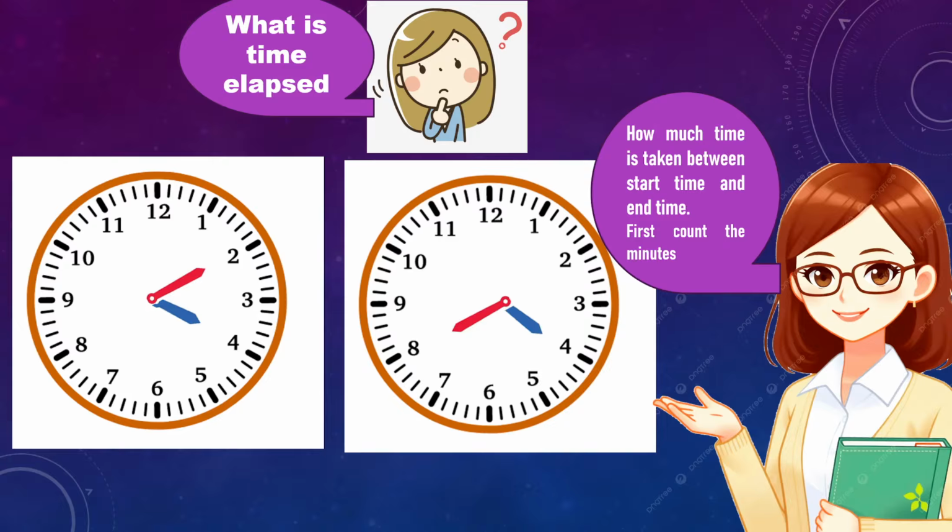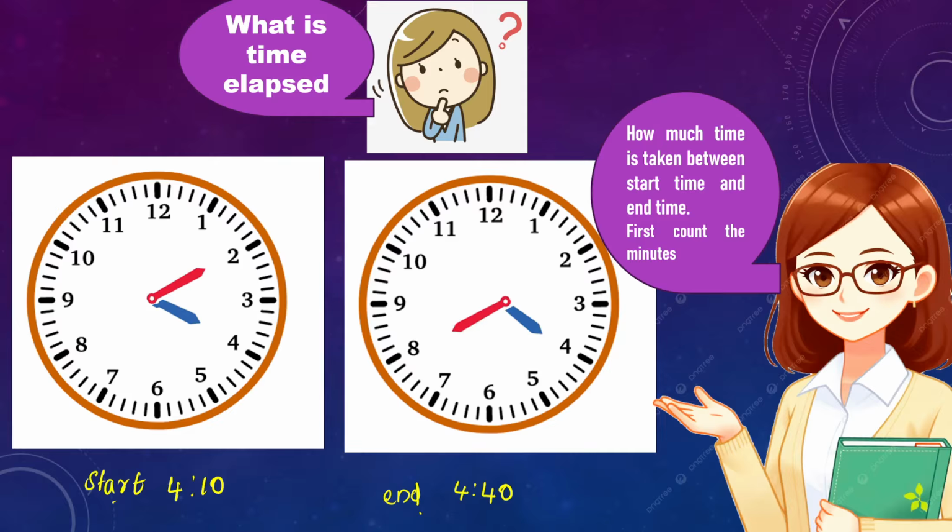So here we can see the start time is 4:10 and the end time is 4:40. So how do you find the time elapsed? Time elapsed means the time taken between the start and end time. Here the start time is 4:10 and the end time is 4:40.